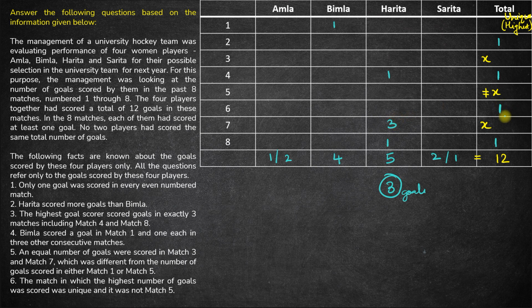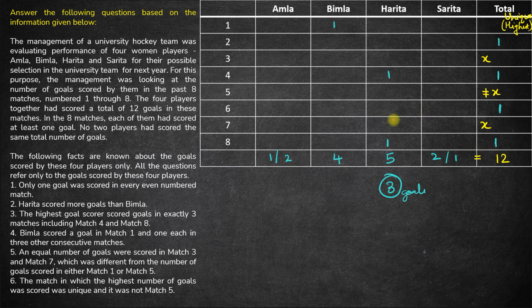If x is equal to 3, then how many goals do we have in total so far? 1 plus 3, 4 plus 1, 5, 6, 7, 8, 9 plus 1, 10. So far the known values are 10, and if x is 3, this must be at least 4. So 10 plus 4 becomes 14, but the total goals have to be 12. So x becoming 3 is going to exceed the total of 12 goals. So x cannot be 3.